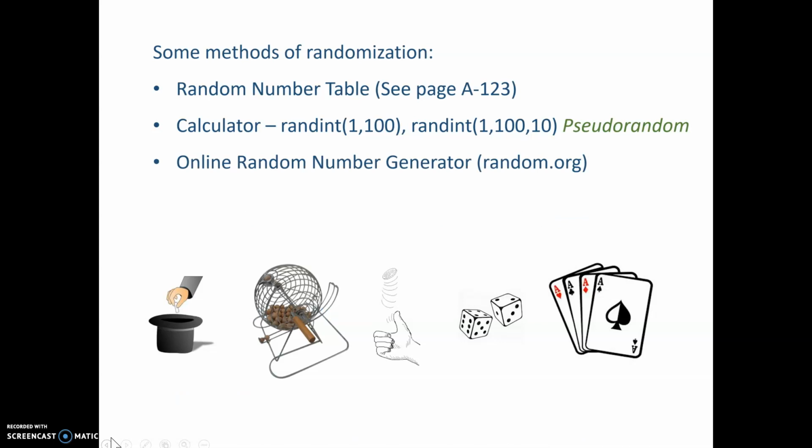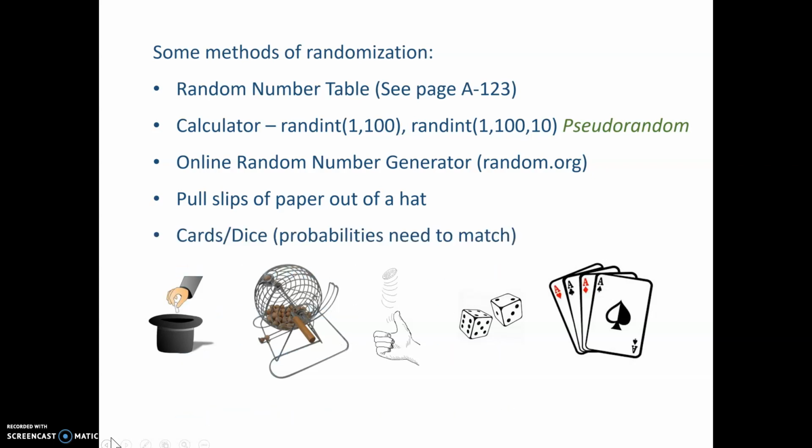Okay, online random generators, all kinds of them. There's a good one at random.org. If you look that up, you can use that online. We could pull slips of paper out of a hat. We could put beans in a bag and shake it up and randomly select. We could use cards or dice, which is actually pretty common. However, we've got to be careful there.